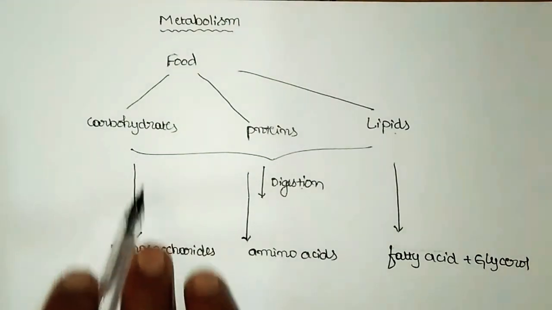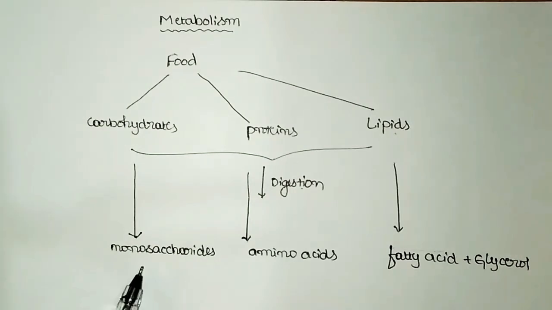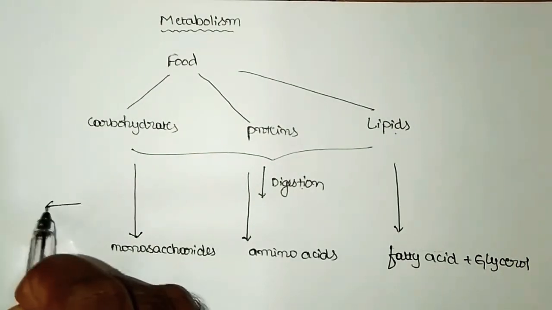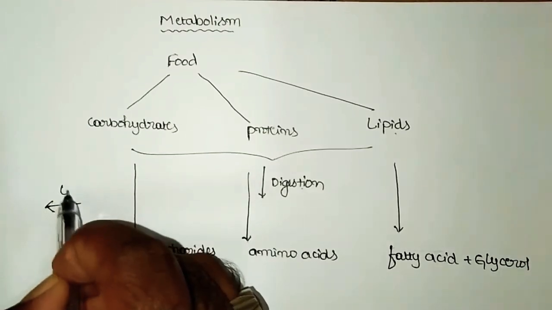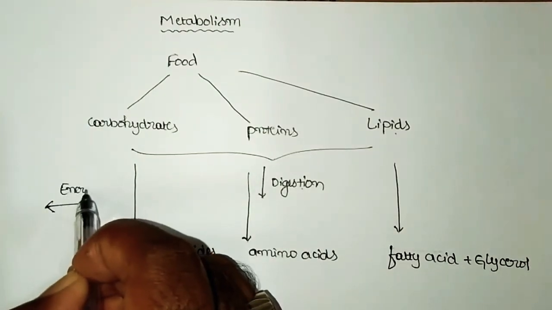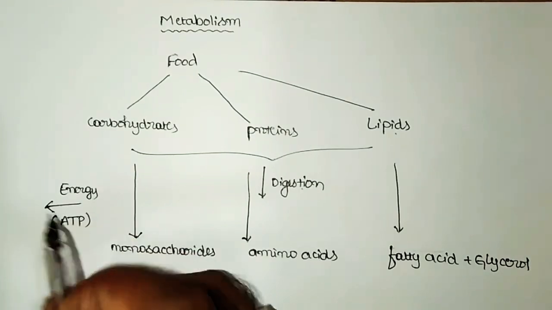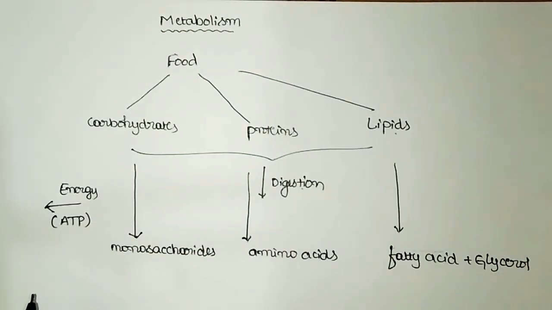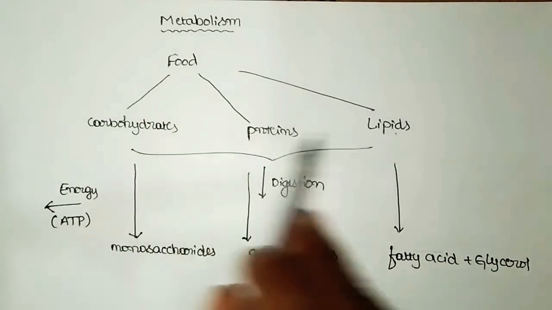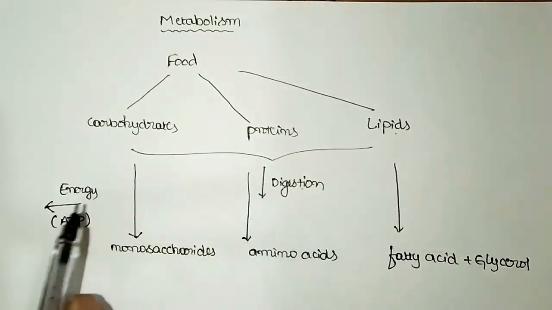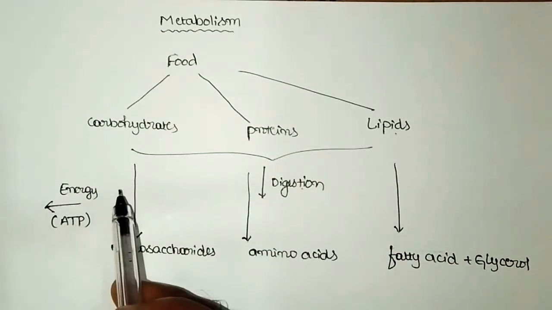And during the breakdown of these complex nutrient molecules into simpler molecules, a large amount of energy is released, and that energy is released in the form of ATP, that is adenosine triphosphate. Whatever energy is released in the form of ATP during the breakdown of these complex nutrient molecules will be utilized for carrying out cellular activities.